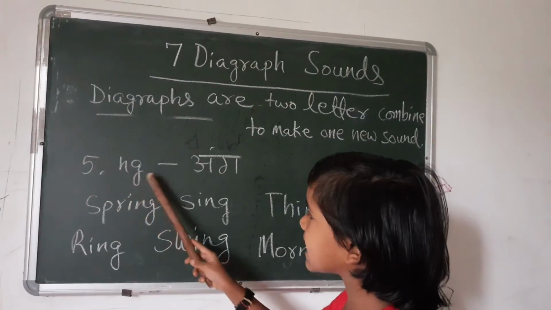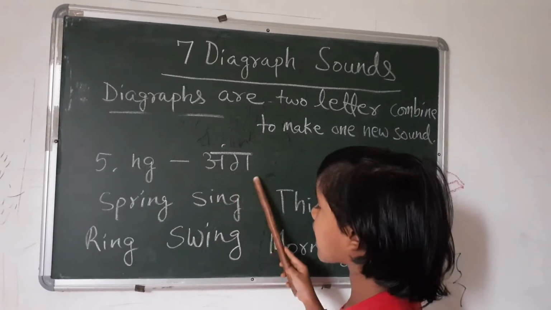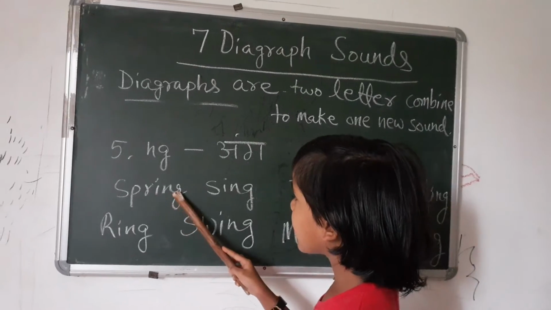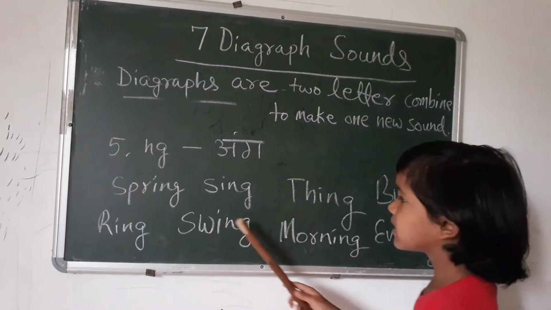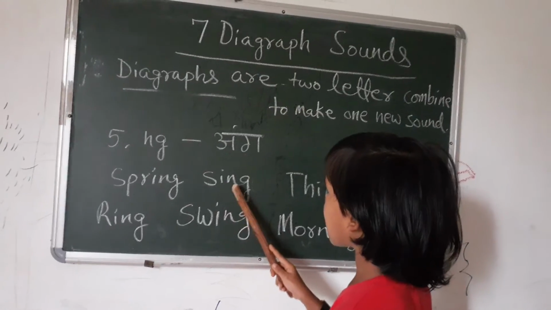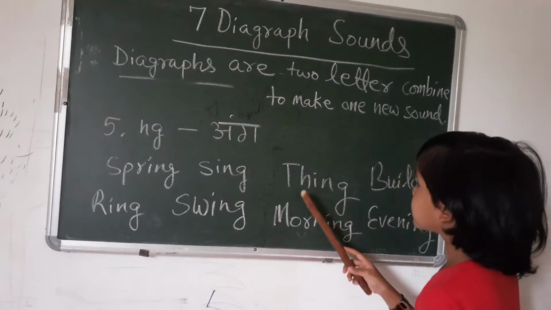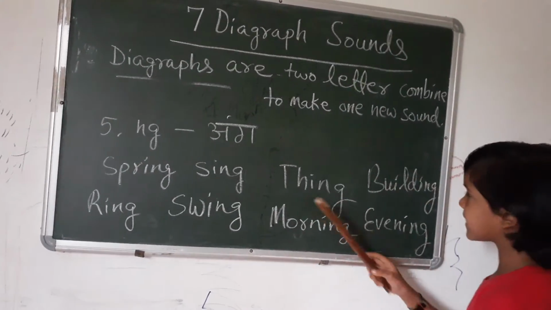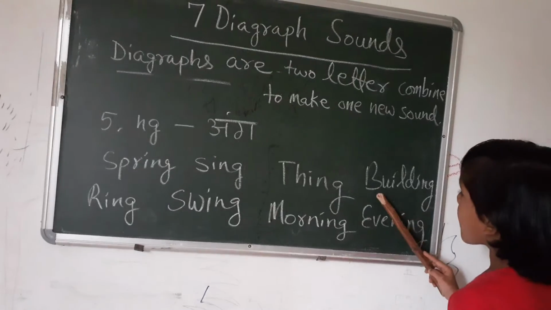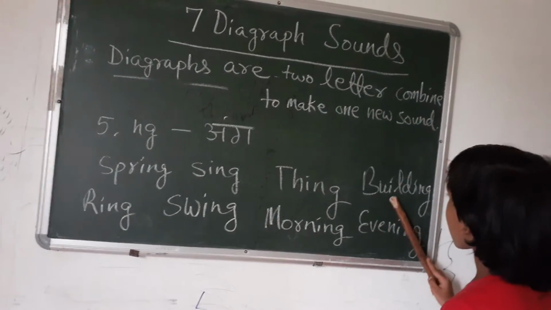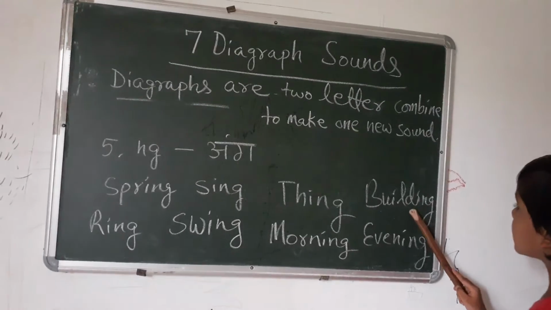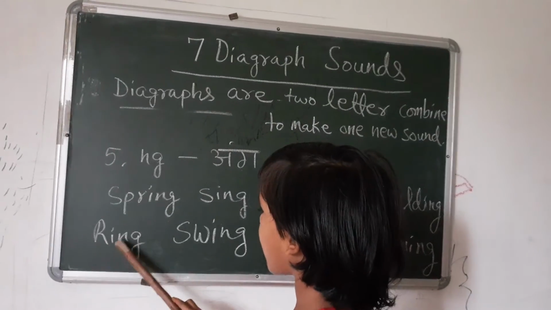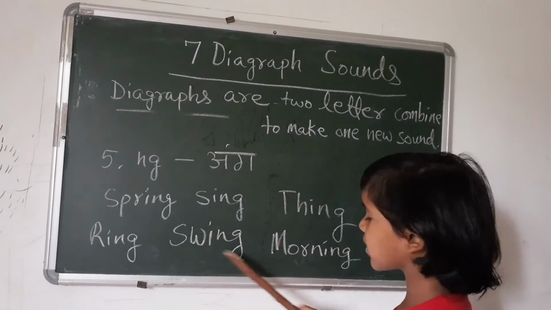Fifth one is NG. NG stands for the ng sound, like spring. S-P-R-I-N-G, spring. Sing, S-I-N-G, sing. Think, T-H-I-N-K, think. Building, B-U-I-L-D-I-N-G, building. Ring, R-I-N-G, ring.